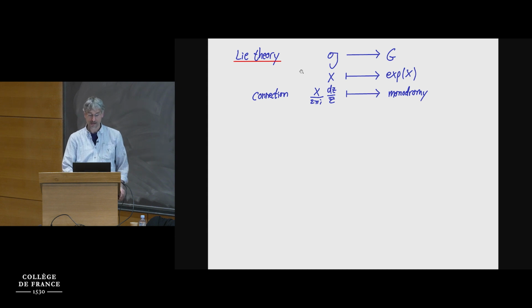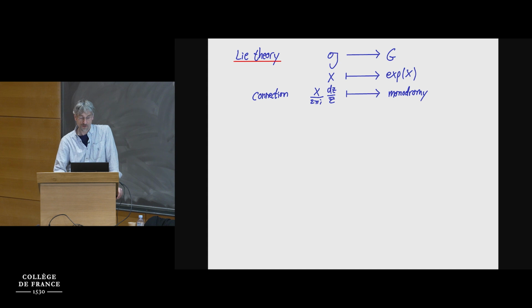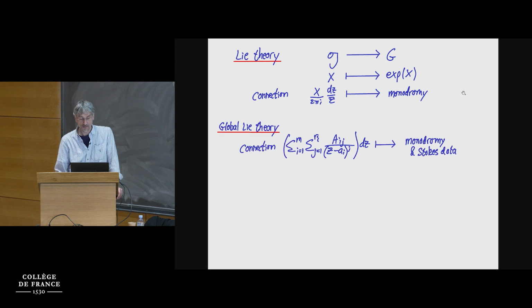You just put x over 2 pi i dz over z, so I have a complex disk, and I have this meromorphic matrix of one forms, and taking the exponential map is the same as taking the monodromy around a loop around the puncture at 0 of this very simple connection. So if I phrase it in this way, there's an obvious generalization.